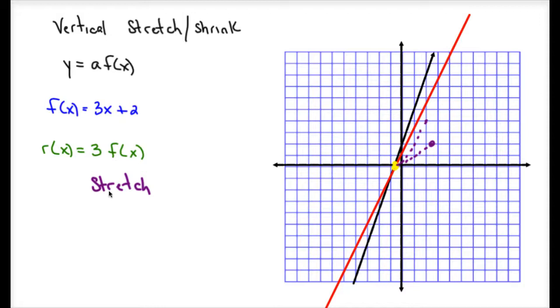My apologies, it should be a vertical stretch, not a shrink. Indeed, as the a value is getting bigger, the line is getting further and further away from the origin or the x-axis, representing a vertical stretch.